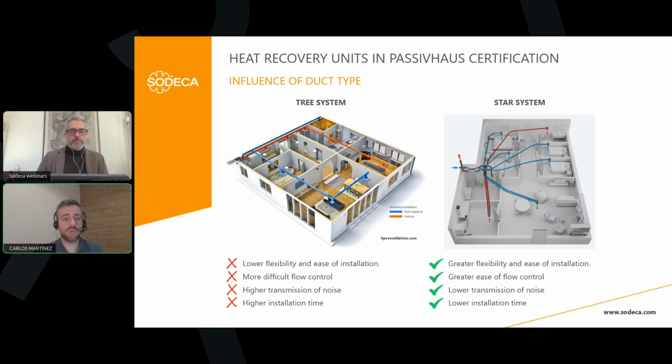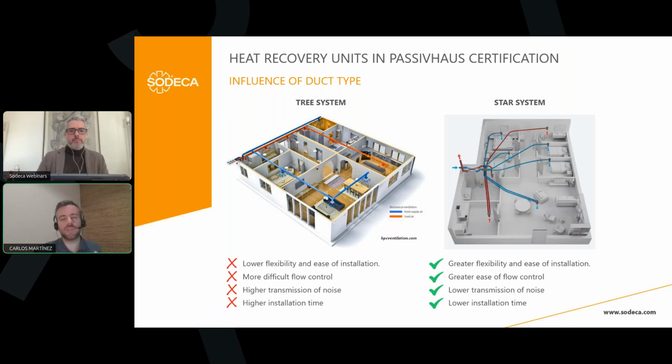Basically, we have two different distribution systems, the tree system and the star system. Okay, this one is based on one main duct and other secondary ducts. And in this occasion, this is based on the use of a distribution box. Okay, each room has its specific duct. So why are we delivering the star system? Because it gives us greater flexibility and ease of installation.